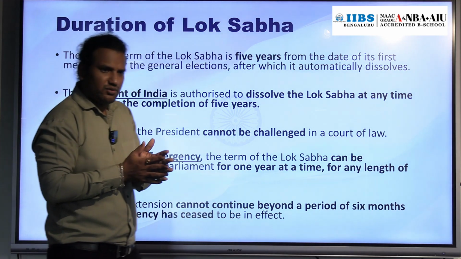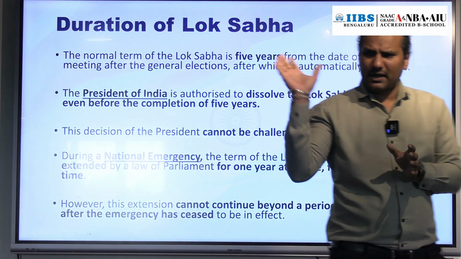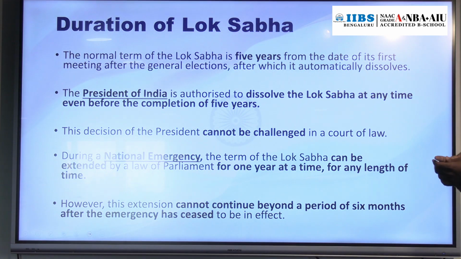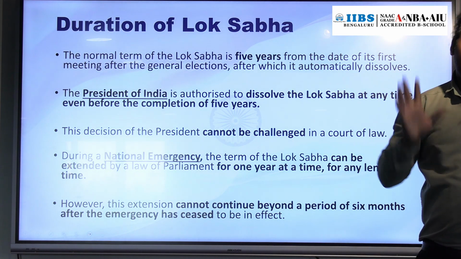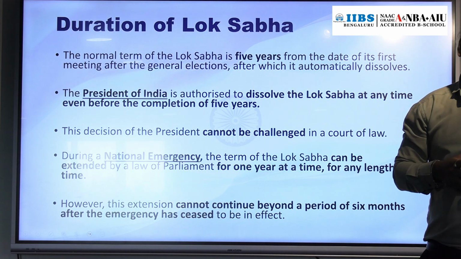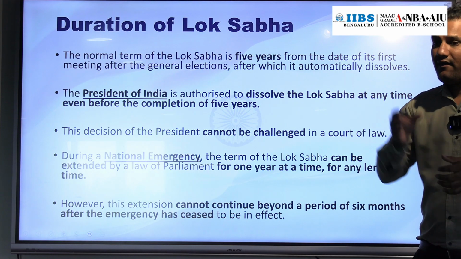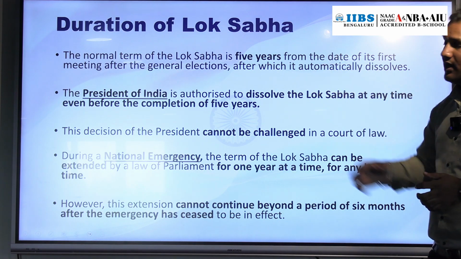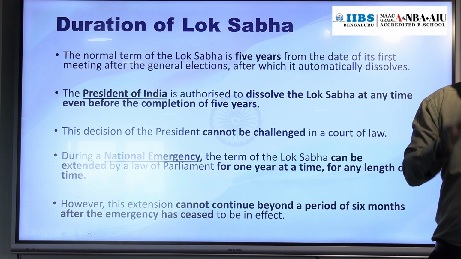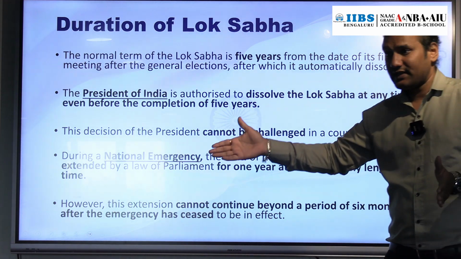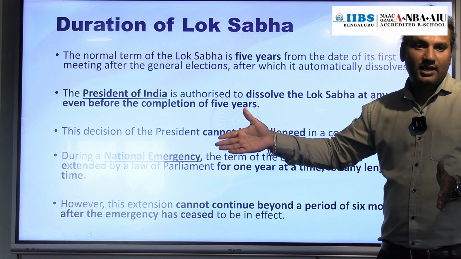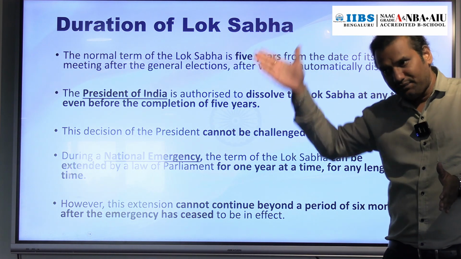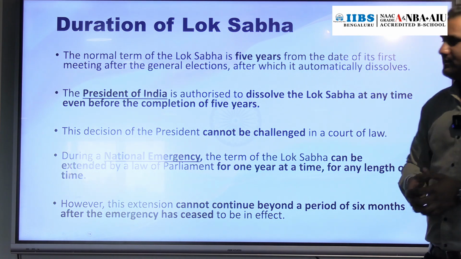What is the duration of Lok Sabha? Is it a permanent house? No, there is no such permanent house. The normal term of the Lok Sabha is 5 years. Where do the 5 years count from? The 5 years will count from the first meeting after its general election. The general election is conducted, then the first session of the Lok Sabha is held, right? From the day it meets, they count the 5 years.